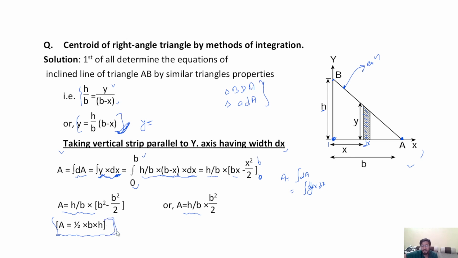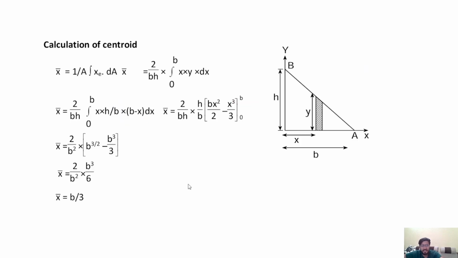We determined the area of the triangle by the integration method. For the determination of centroid, we first calculate the area, because for the calculation of centroidal distance we need to calculate the area first. After calculating this area, we then move to the calculation of centroid. The centroid x bar is equal to 1 by A integral x c dA. This is the formula of the centroid.